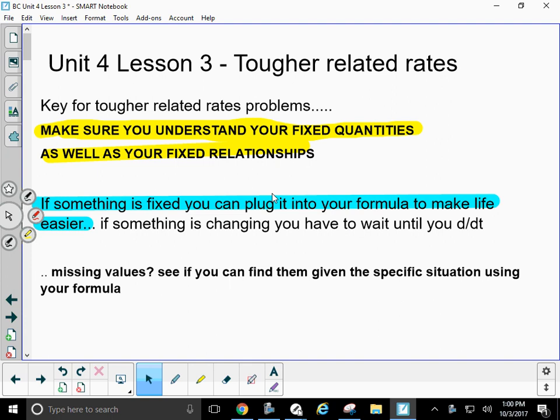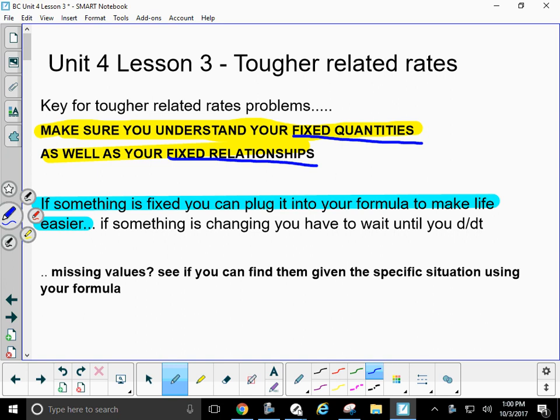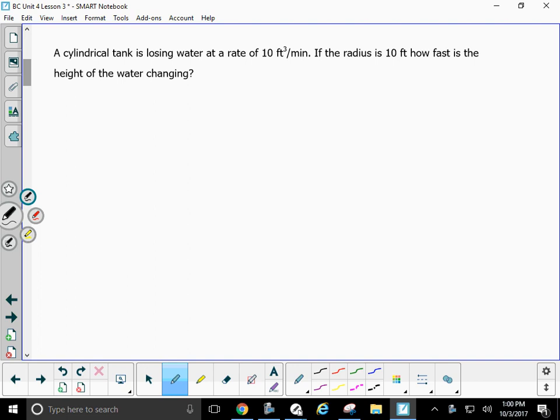For new related rates problems, but these are going to be a little bit tougher. But they're not that much tougher, okay? As long as you understand your fixed quantities and your fixed relationships, you can make what starts out as a tough problem with a very complex derivative into a very easy problem with a non-complex derivative, okay? Also, use your original formula for missing values. Let me show you what that means by doing the examples that we have in our notes.